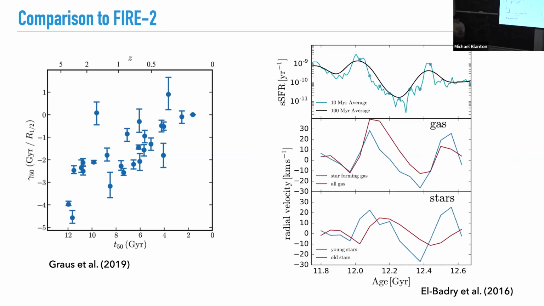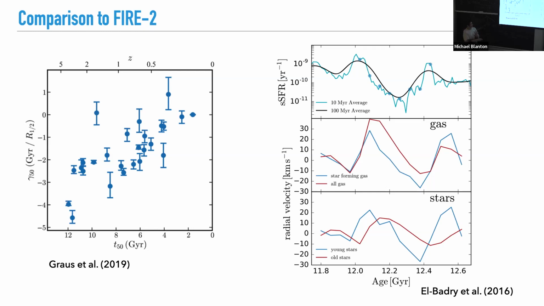And so this comes back to that plot I was mentioning earlier, from Karim El-Badri's work on the FIRE dwarfs. Here is the specific star formation rate of this dwarf galaxy. You can see it really is quite bursty. Here is the radial velocity of the star-forming gas, and you can see it matches very nicely onto the specific star formation rate. So the gas is being pushed around by this bursty star formation.